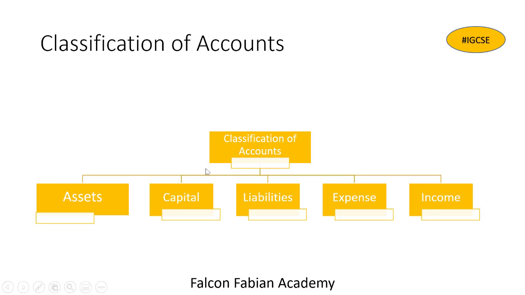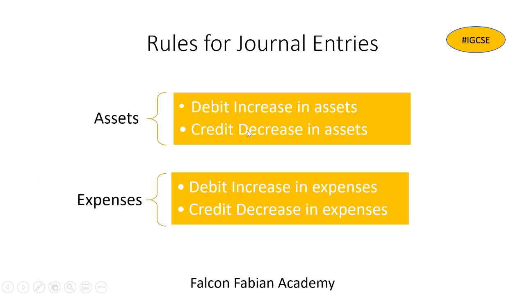As per the modern approach, the accounts are classified as assets, capital, liabilities, expenses, and incomes and gains. It would be nice if you could pause the video over here and make a note of these categories. So now let's have a look at the rules. We will be looking at the rules over here, and later we will be taking up transactions and applying these rules and posting the transactions into journal.